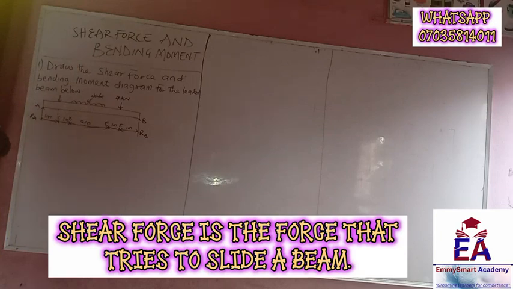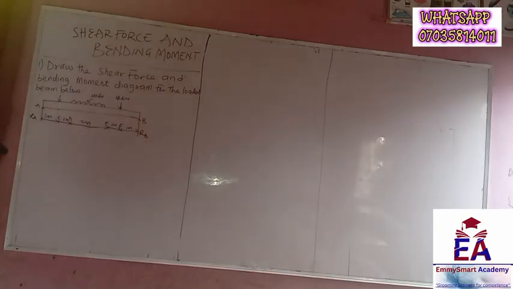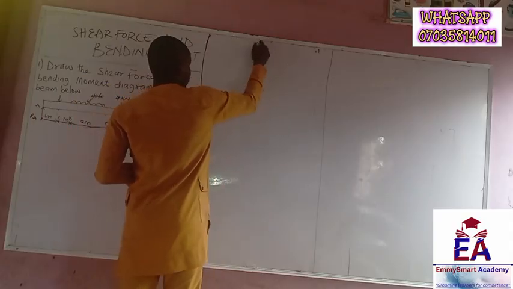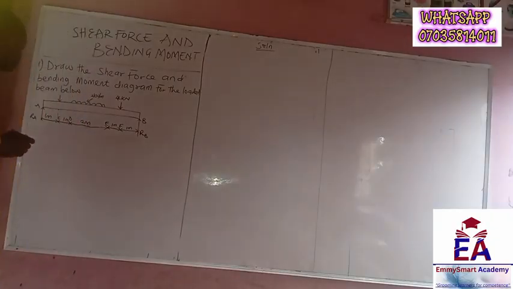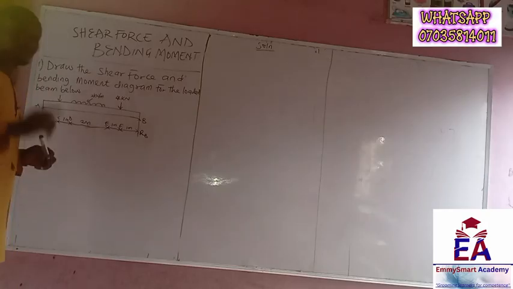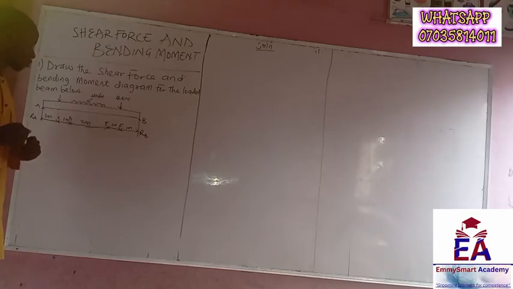So we have to draw the shear force and bending moment. To get the shear force and bending moment, we first of all look at something very important. So we have upward reactions and then downward reactions. Very important, you must take note that we have just up and down, no left and right. So it's just up and down forces that are acting on this body.